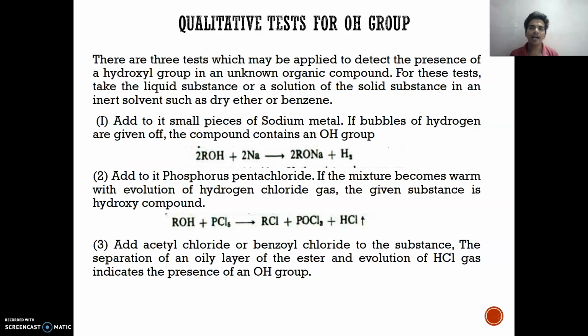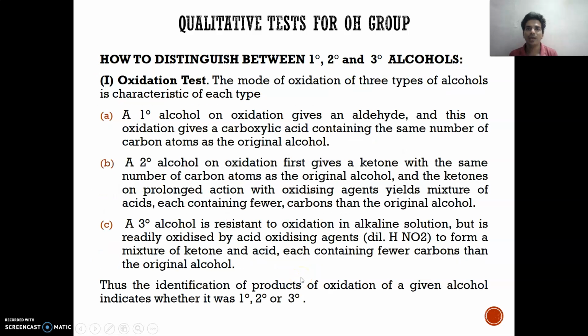Second, add phosphorus pentachloride, and if the mixture becomes warm and evolves hydrogen chloride gas, the given substance contains a hydroxyl group. So this is a proof of reaction. Then the next test is to add acetyl chloride or benzoyl chloride to the substance. The separation of an oily layer and evolution of HCl gas indicate the presence of OH.